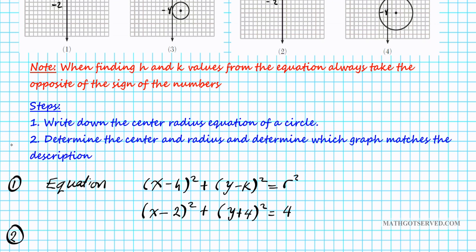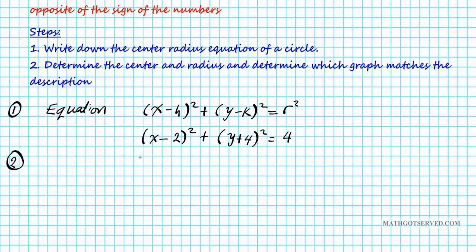So from this, what do we have? We have the center is HK, okay? So this is where you want to be really careful. You see the x coordinate, that -2, you take the opposite of that. That gives you 2. No, I think I'm doing this backwards. Let's figure out what h and k are first, and then we can figure out the center. Sorry about that. Okay, so let's find h and k.